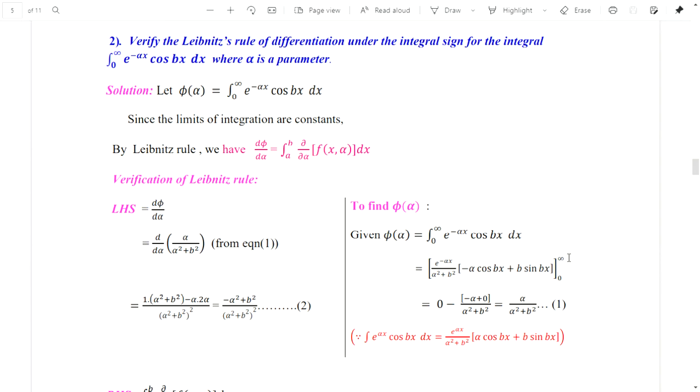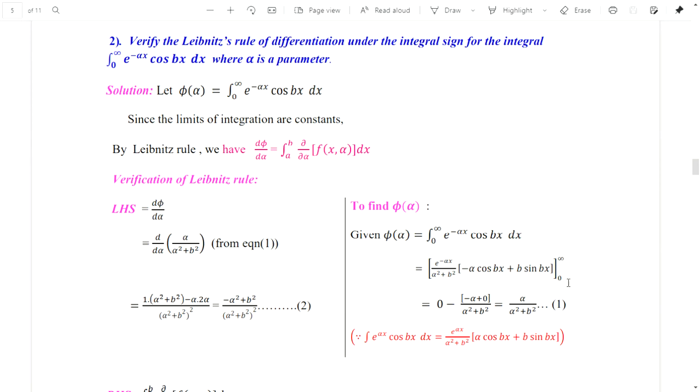Now let us apply the upper limit first. The upper limit is infinity. So e to the power minus infinity it will become, and we know that e to the power minus infinity is 0. So 0 into anything will become 0. So the upper limit becomes 0, minus, let us see the lower limit.